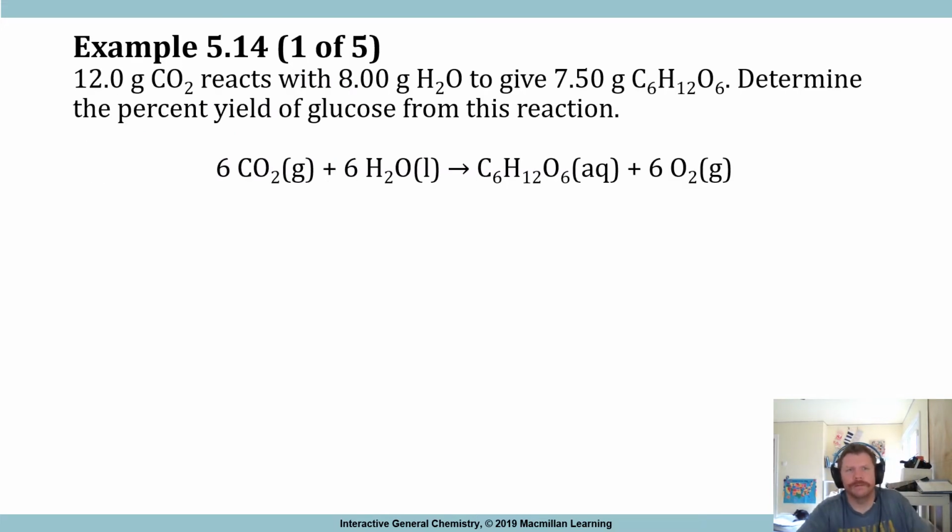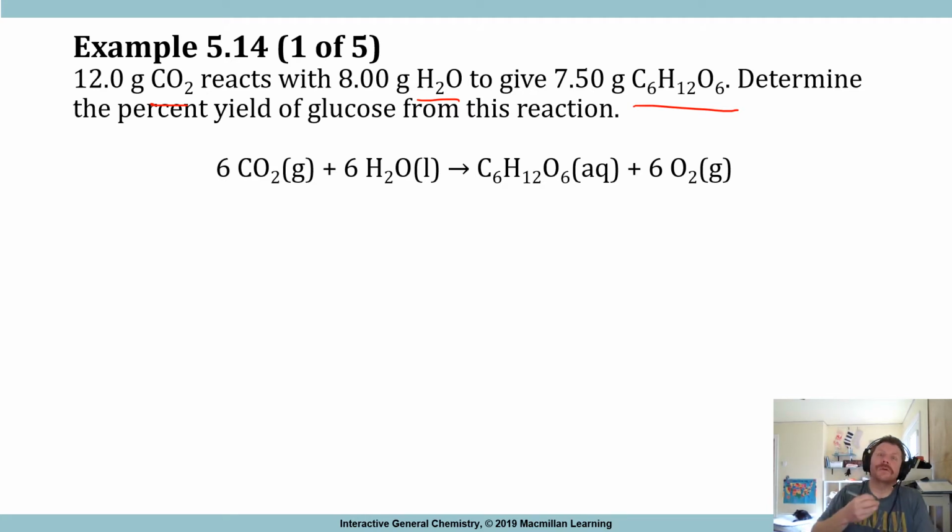So here we have 12 grams of CO2 reacts with 8 grams of H2O to give 7.5 grams of C6H12O6. Determine the percent yield of glucose from this reaction. Oof, where do we even start? We're given 3 amounts: CO2 amount, H2O amount, and C6H12O6 amount. It's kind of crazy. Well, this is something that you know how to do.